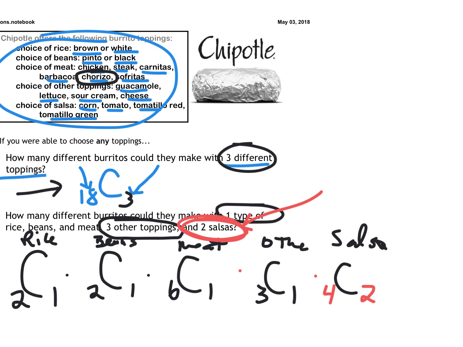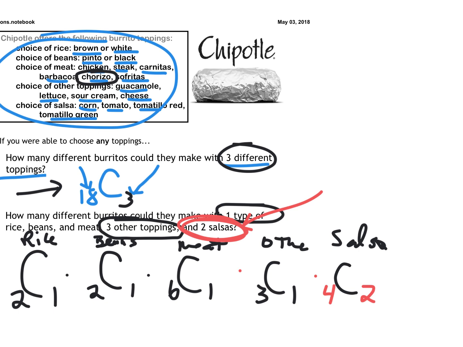Question or comment? Yes? I think you did the toppings wrong. You think so? Okay, so tell me what part you think I messed up. I think it's like saying you picked 3 of the 4 toppings, instead of you pick one. Here's how I read this. It says 1 type of, and then they say rice, beans, and meat. To me, that means you're supposed to pick 1 rice, 1 bean, and 1 meat. Do you agree with that part?